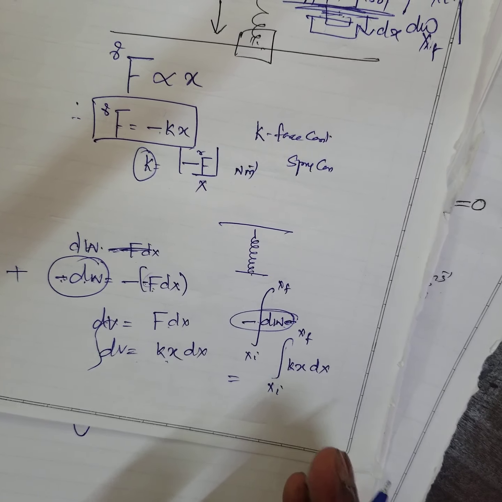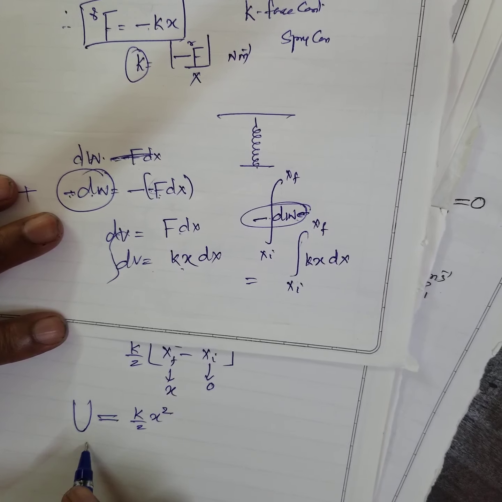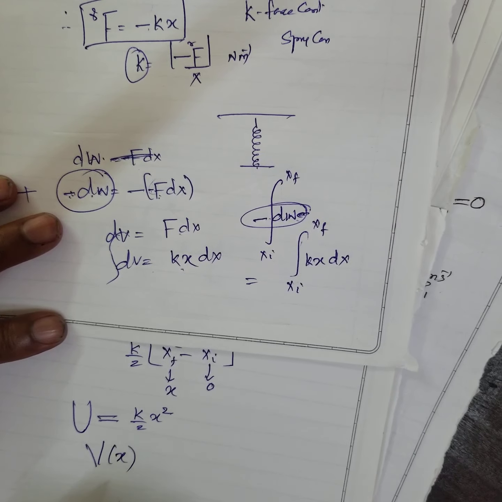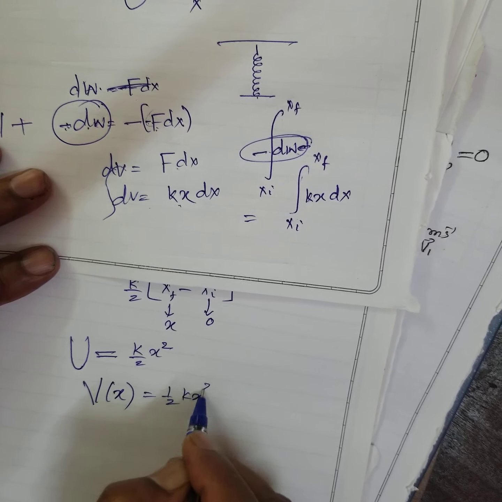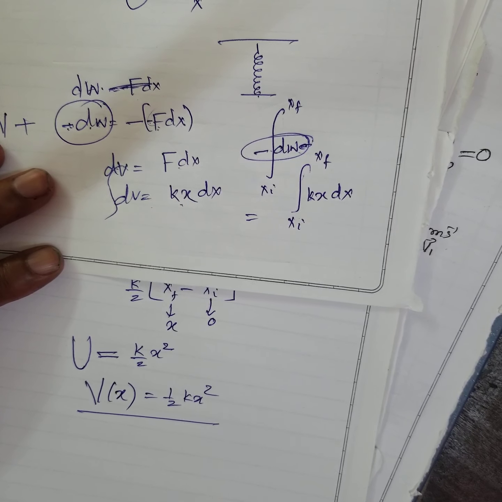Understood? Therefore, sometimes some textbooks write V(x) is equal to half k x square. They may give it like this also.